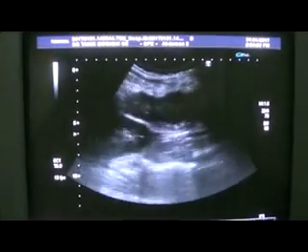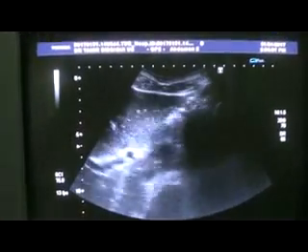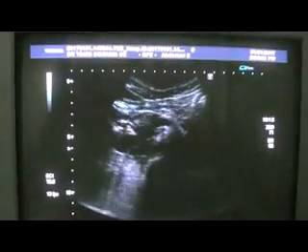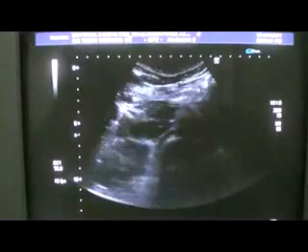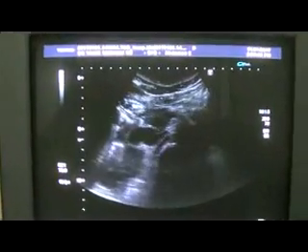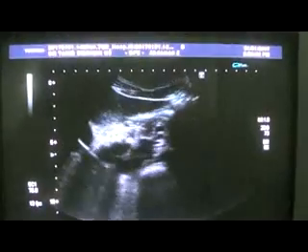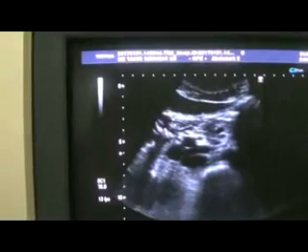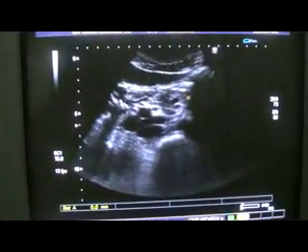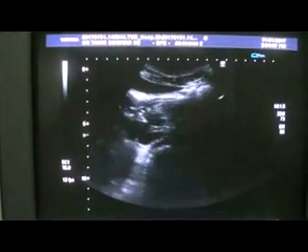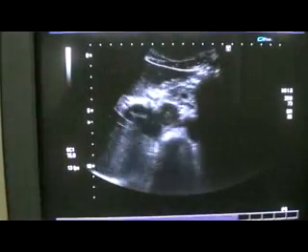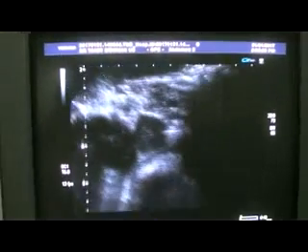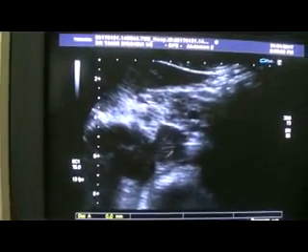Not only this, as I go to the epigastric region and scan from this region, you will see that this is the pancreas. This is the pancreas here. These are all lymph nodes. These are renal lymph nodes. One of them is here.